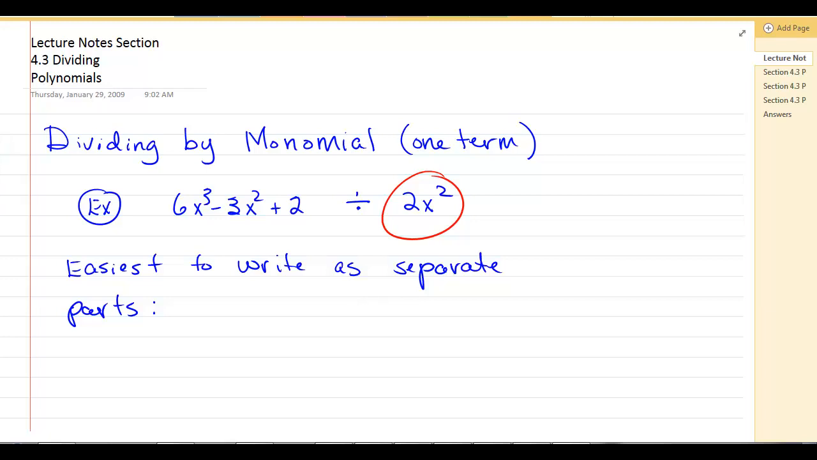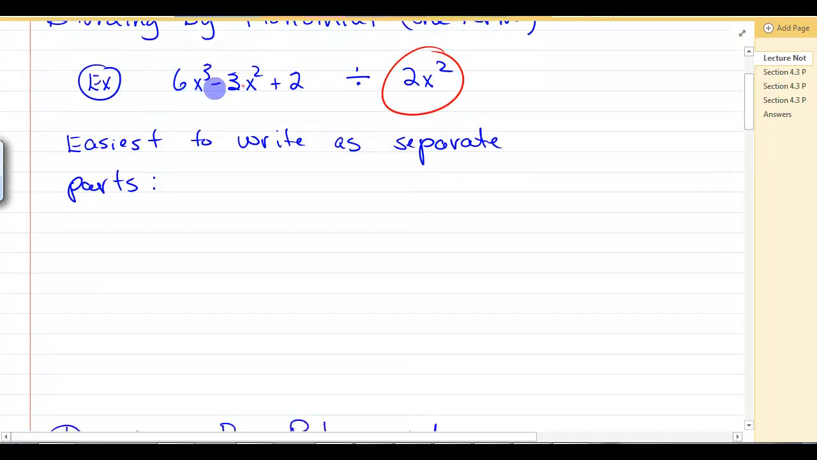This is section 4.3, and we're going to be dealing with dividing monomials and polynomials. The first thing that we're going to look at is dividing by a monomial, which is one term. And there's a technique that we're going to use to do that. We will separate this problem out into three pieces.